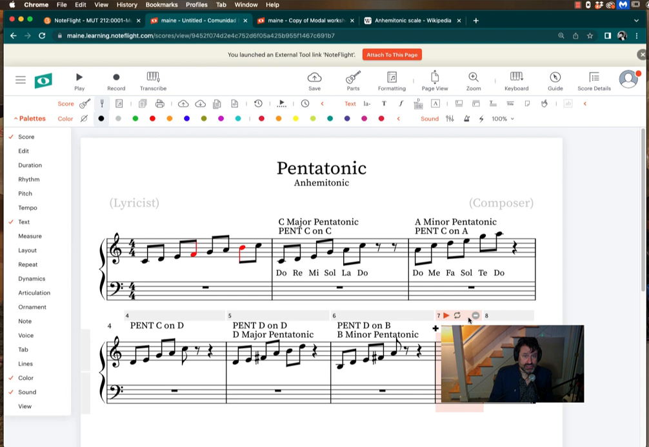All right, that's the basic idea. So you should do this. You can take any major scale, just get rid of Fa and Ti. You've got a major pentatonic scale. And I suppose you could take any natural minor scale and get rid of Re, and also get rid of La. And then you've got the minor pentatonic.